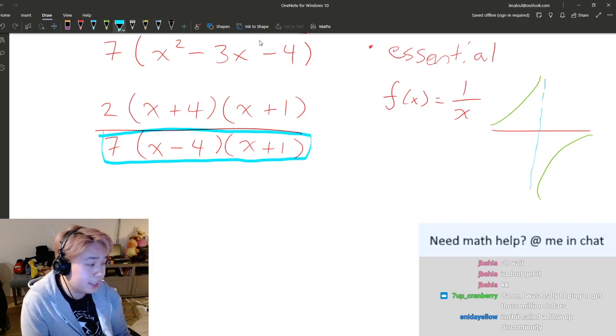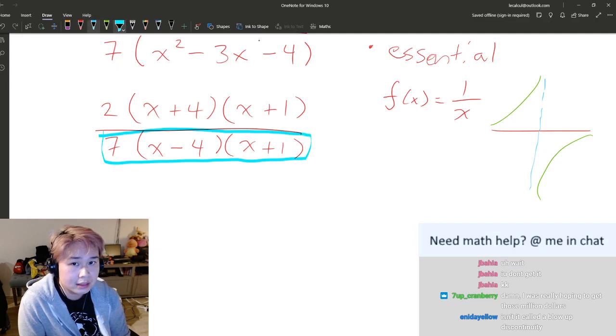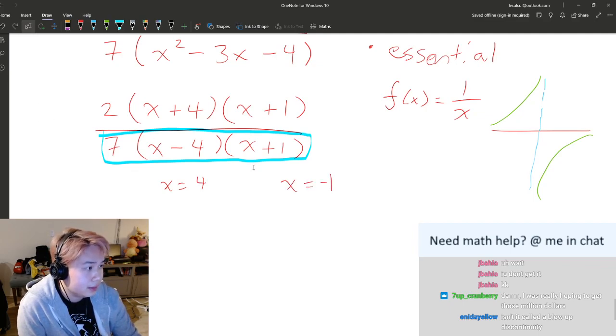So there are two values of x that are going to cause a discontinuity. And we found those out by factoring them. So if x is equal to 4, then you have 4 minus 4, which is 0. So then you divide by 0. You also have another discontinuity at x is negative 1 for the same reason.